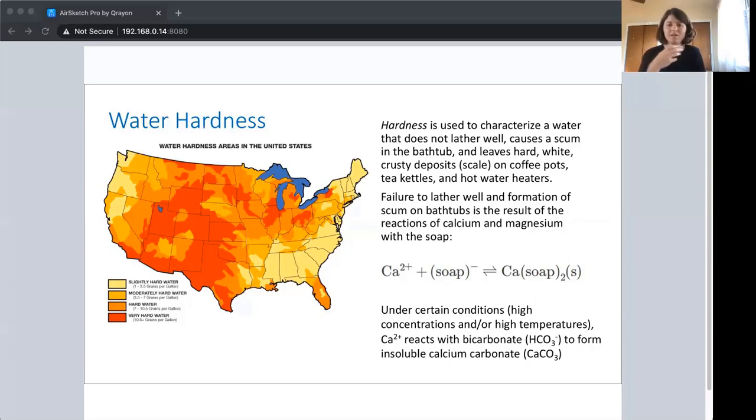Also, under certain conditions like high concentrations of these ions or high temperatures, that can lead to the reaction of calcium with bicarbonate to form an insoluble calcium carbonate. So we have calcium interacting with bicarbonate, and if you get high enough temperatures, they'll combine to form this precipitate. That's what you see as scale in your bathroom and on your irrigation lines.